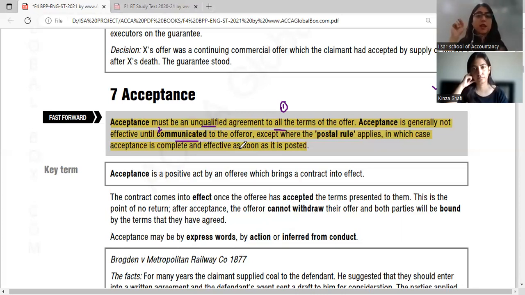Exception. Sometimes, like from a school, if I'm applying to a school and they're okay with me, they give me the admission, or the university will post it to me. So is that the postal rule? Postal rule means, yes, it means to post.